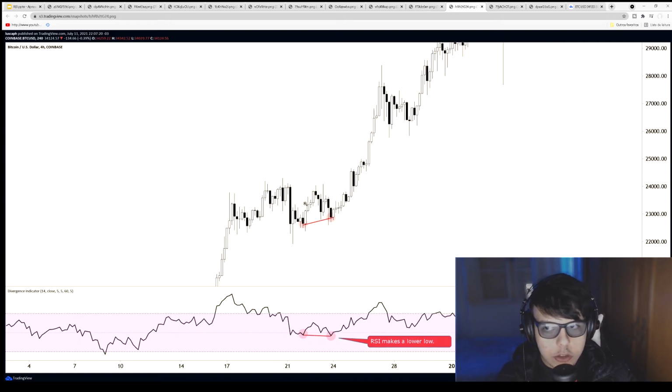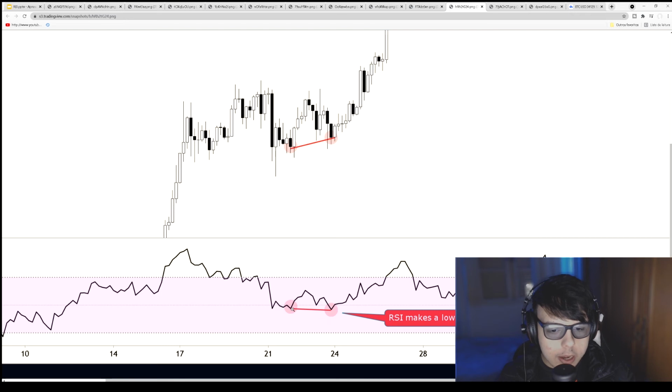So in this chart here, we also have Bitcoin 4 hour. And pay attention to this kind of price action here. If you look at the RSI first, you see that the RSI is making a lower low. So the RSI is trending down. But if you look at the price here, you see that the price is contradicting what the RSI is doing, and the price is actually showing strength, and it made a higher low in this case here.